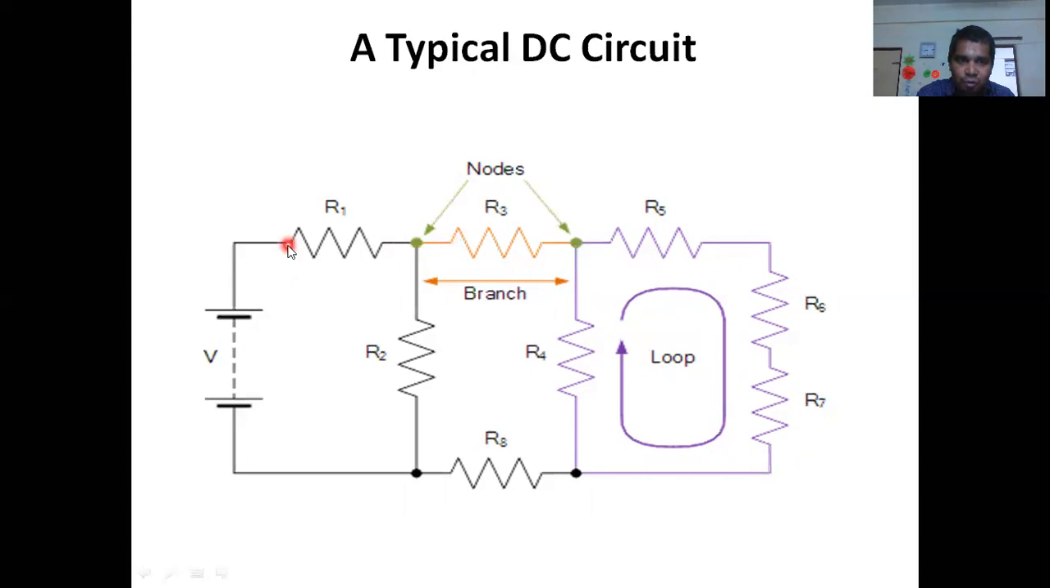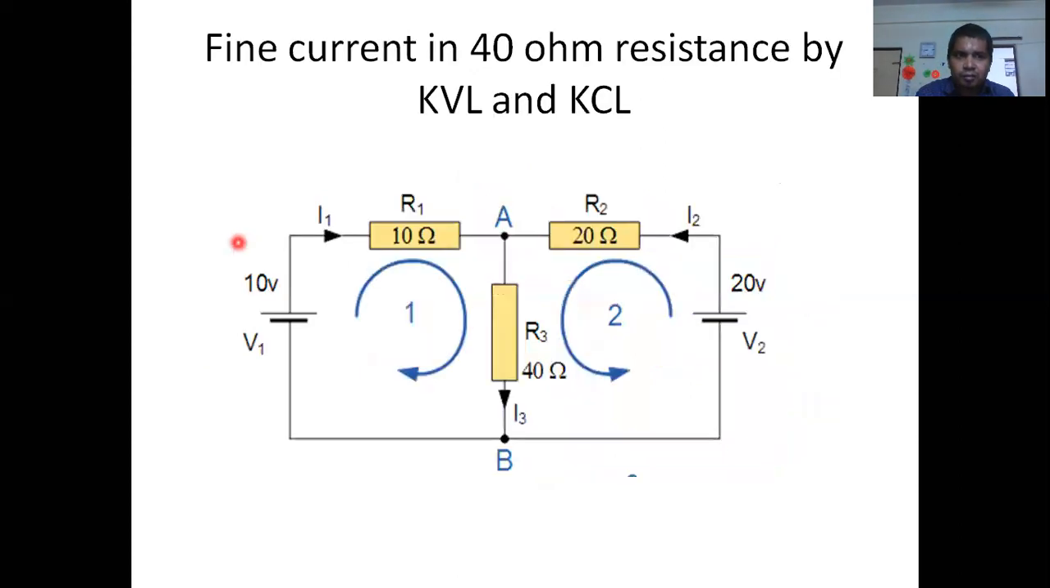I cannot have a node here because whatever current comes through this path will go this way. It will not get any diversion at this particular point, and hence you cannot claim it as a node, right? This is a very important thing we should keep in mind, because students many times get confused about the node, whether I should have a node or not.